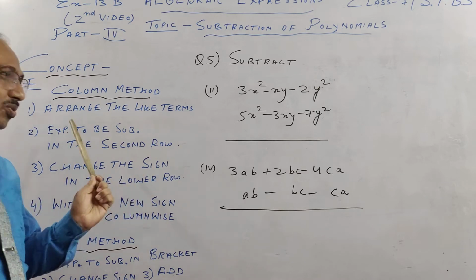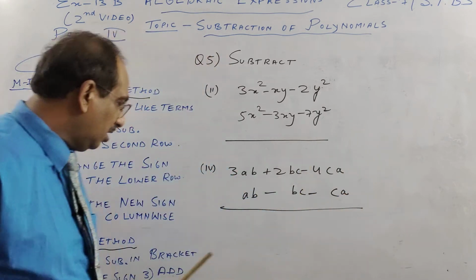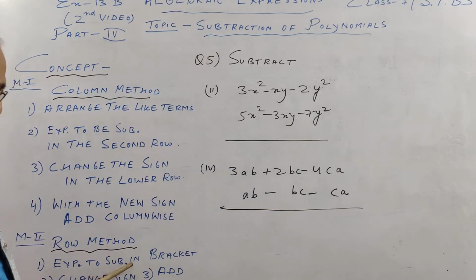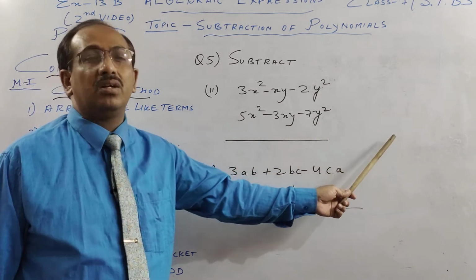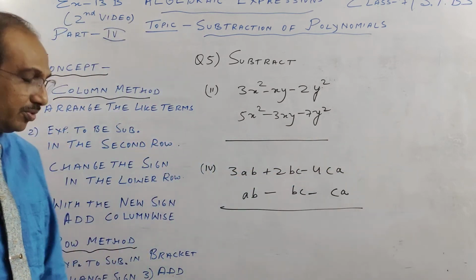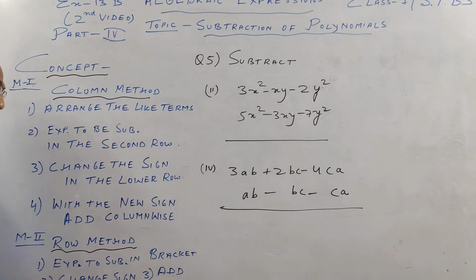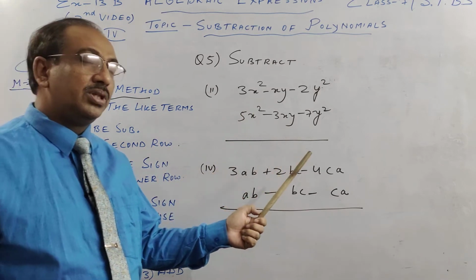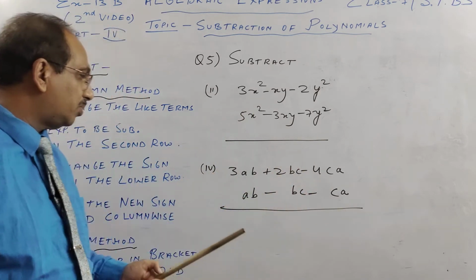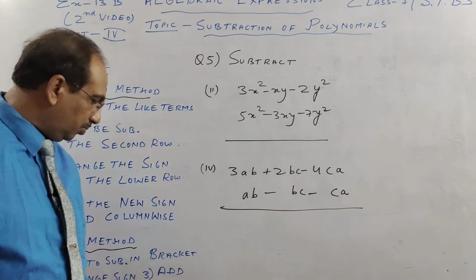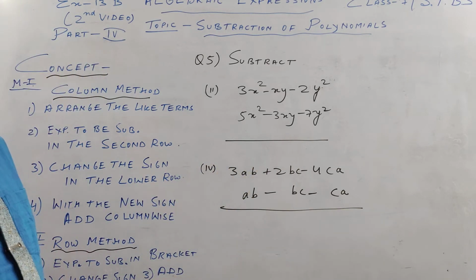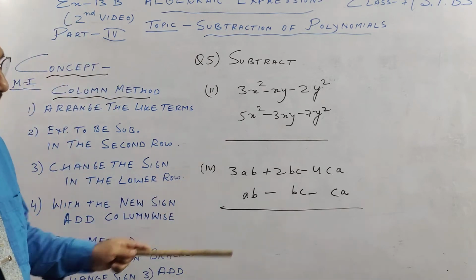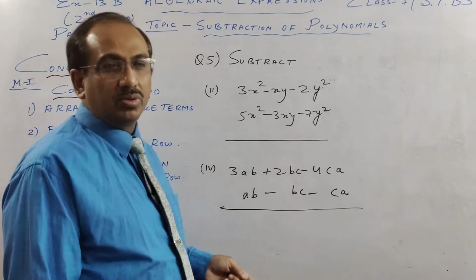There is a row method also, where we write the expression to be subtracted in a bracket, as the second one. I'll show you a few questions from there. Change the sign: when you open the bracket, plus becomes minus, minus becomes plus. Like here also I'll show you. And the last thing, we add the like terms. So this was the basic concept of our subtraction of polynomials. Let us see the application part when we do at least 5 to 10 sums.